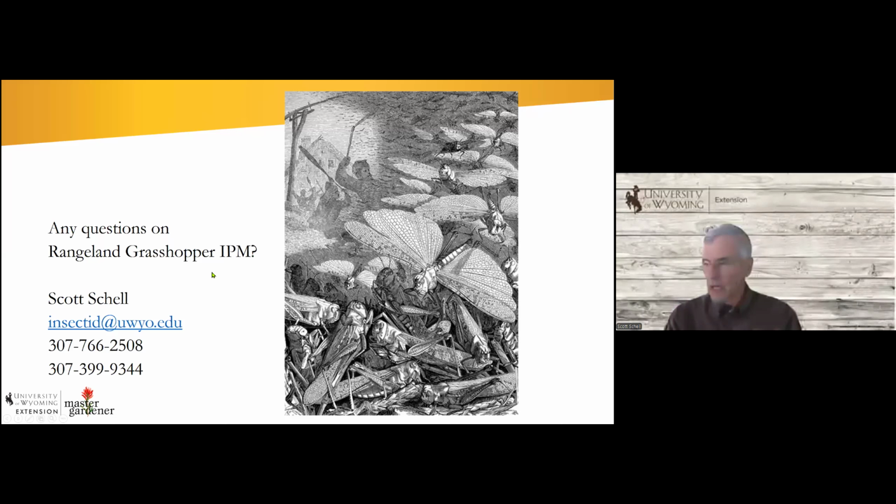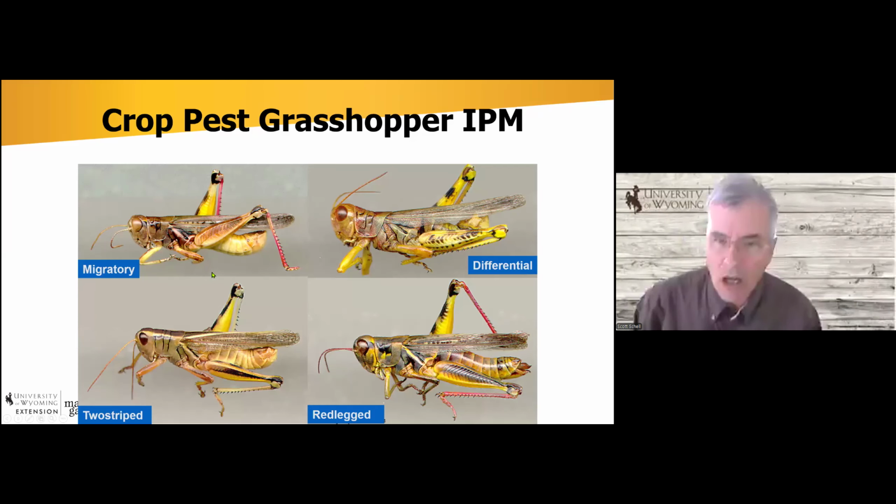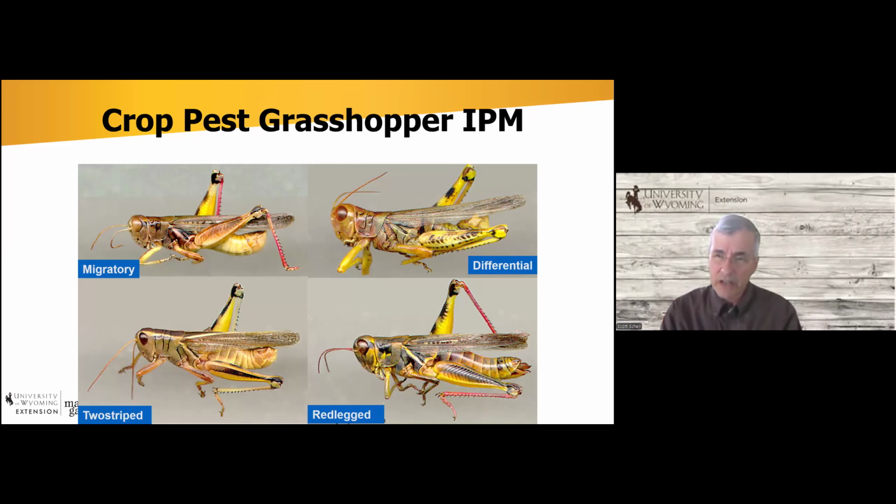We'll just skip ahead. Beth asked me to talk also on crop pest grasshopper IPM because it's a little bit different. On rangeland, it's a natural system. On crop pests, essentially, you're dealing with ones that are moving in and damaging crops that are in your cultivated fields. These are probably the four predominant crop pest species in the western U.S.: the migratory, Melanoplus sanguinipes, the differential, the two-striped, and the red-legged.